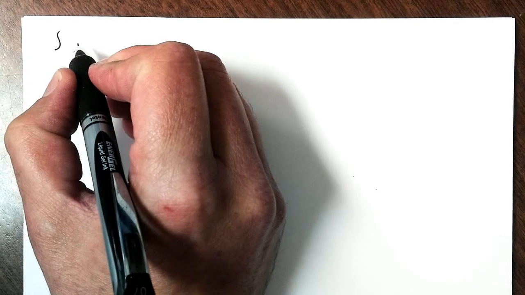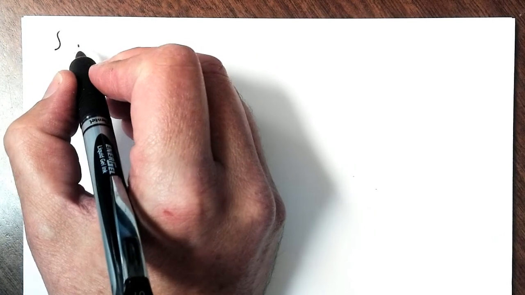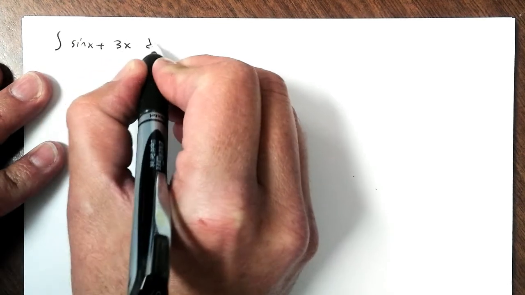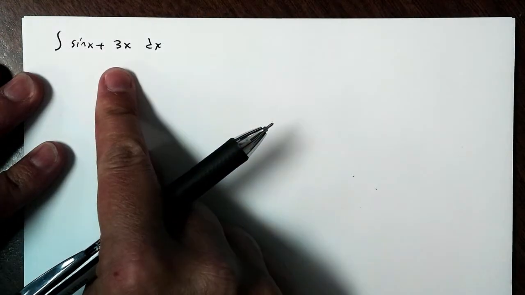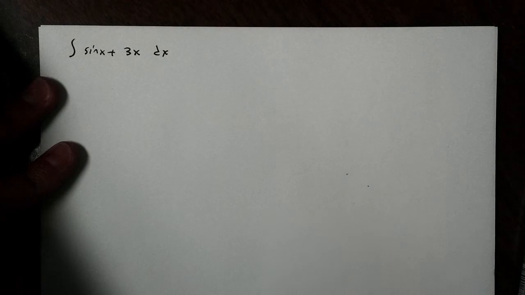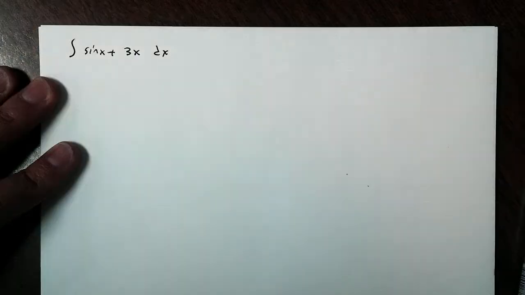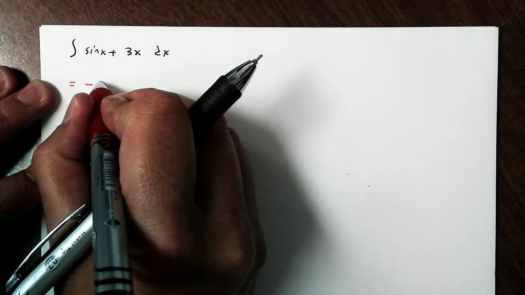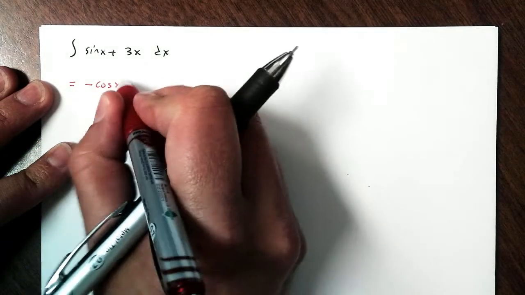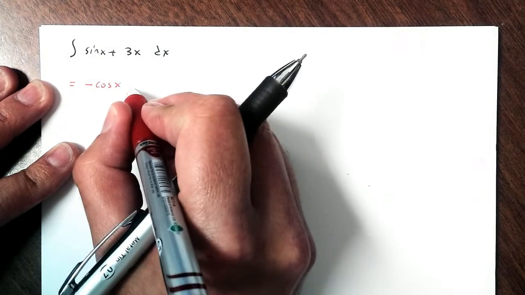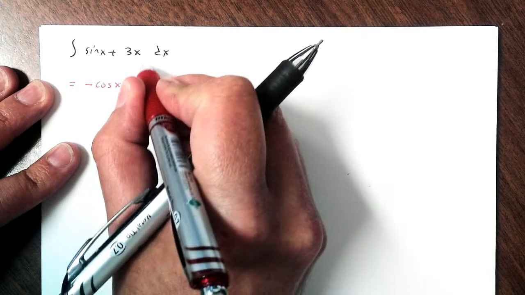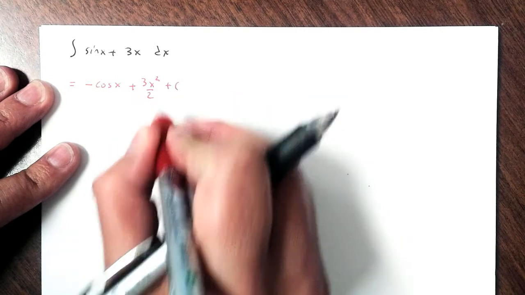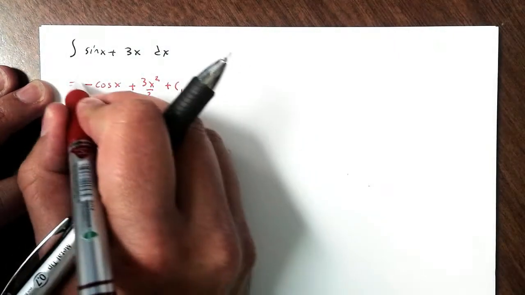For example, let's say we're taking the antiderivative of sine of x plus 3x dx. This is just our straightforward integration rules. What function's derivative is sine? Well, we should know that the antiderivative of sine is just going to become negative cosine of x. The antiderivative of 3x, we add 1 to the power, so we would get 3x squared over 2. Don't forget your C1 right there.